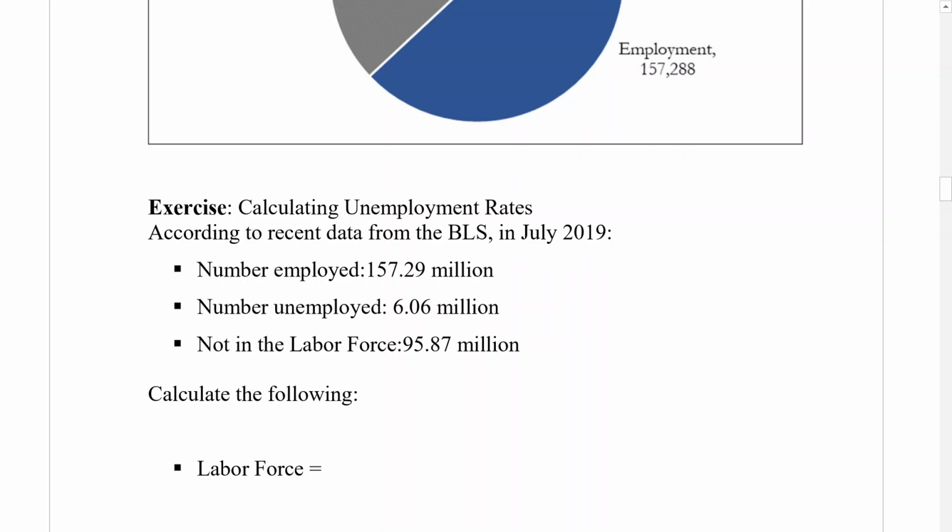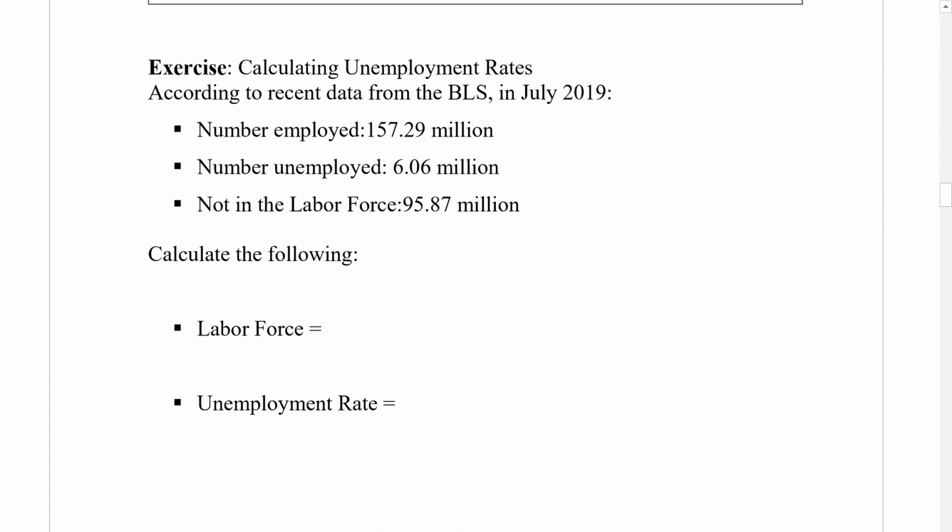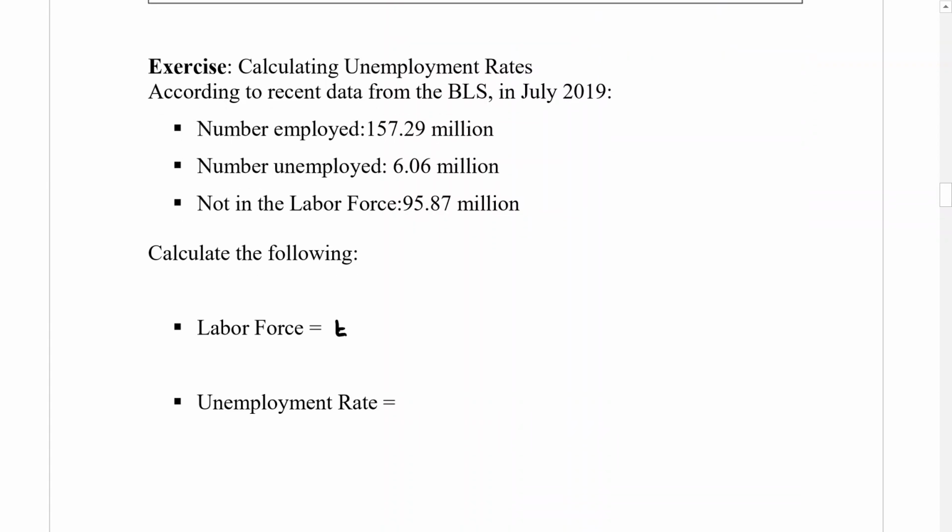Okay, so again, the labor force is just employed plus unemployed. So that's going to be the 157 million people, 0.29, plus the unemployed is 6 million, for a total of 163.35 million people in the labor force.